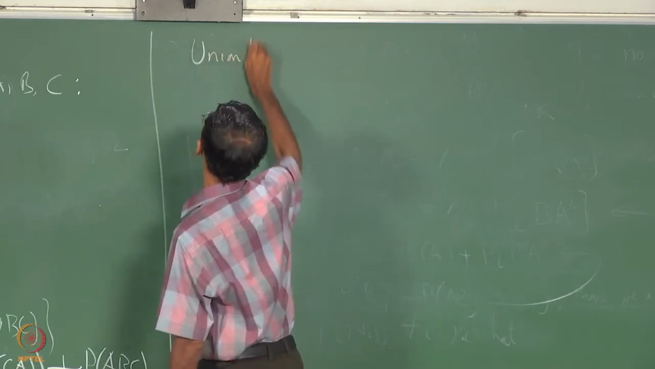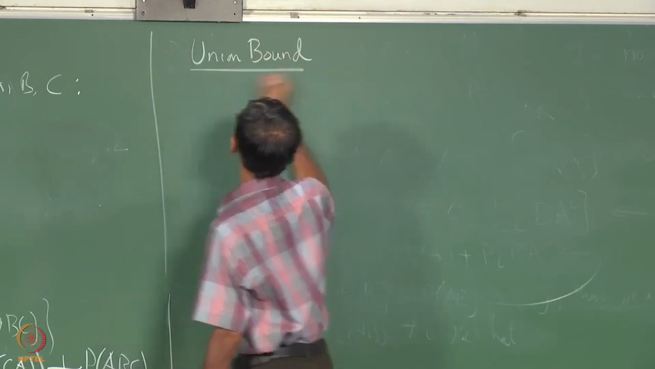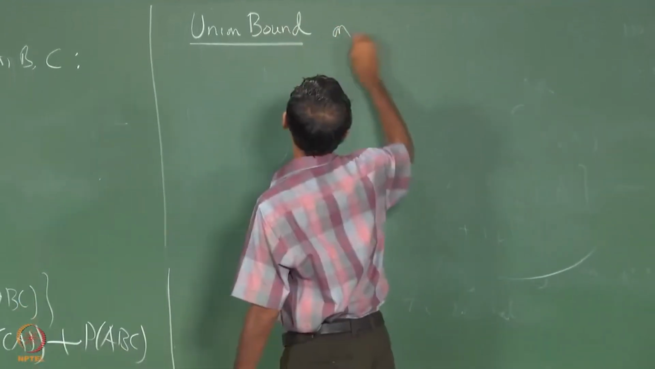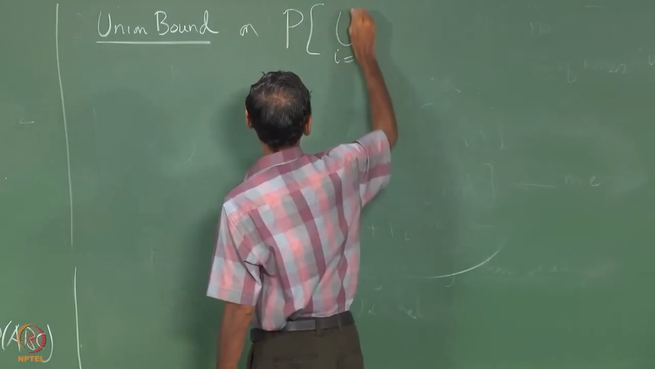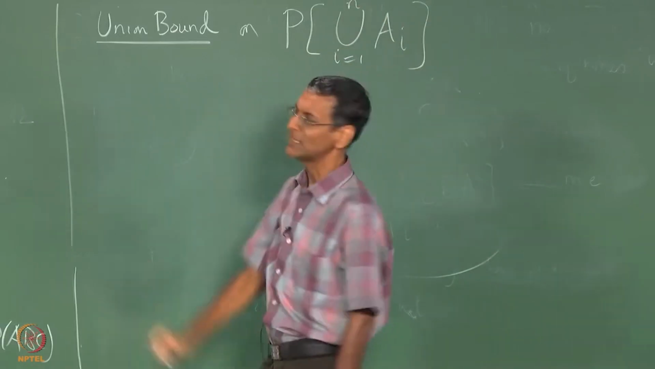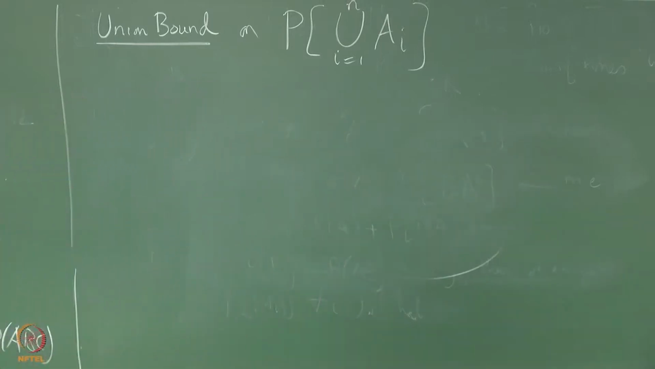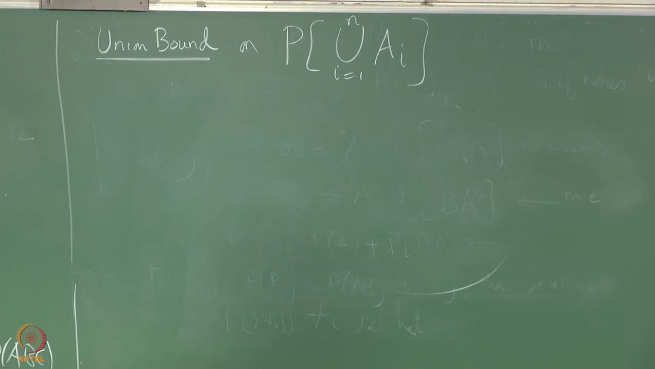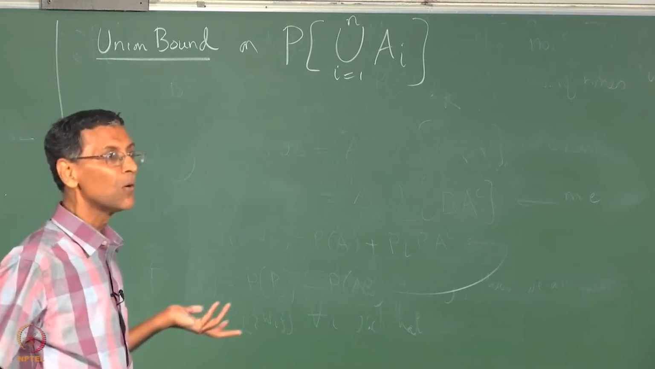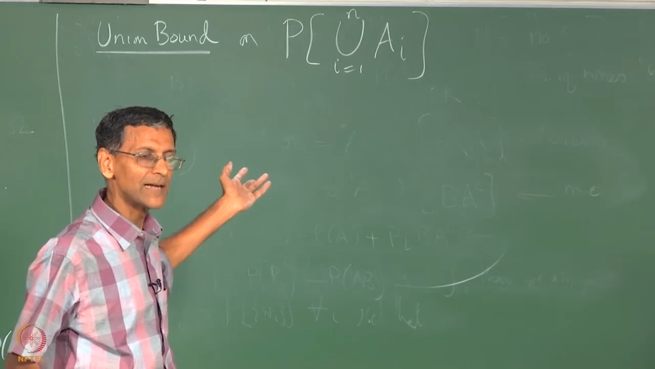The union bound. Union bound on the probability of the union of n events Ai; they need not be exclusive, any n events. Exact calculation is messy, as we just said. Exact calculation means that we need the intersection probabilities not just for pairwise terms, but of events taken 3 at a time, 4 at a time, and so on. So how do we simply write a simple upper bound on this?